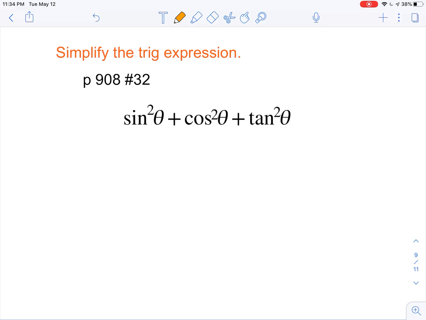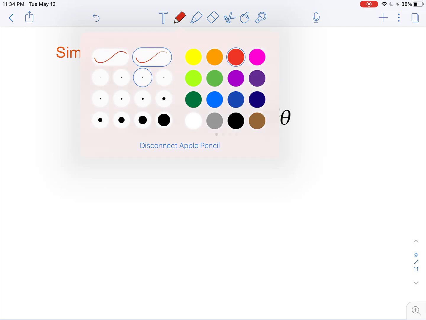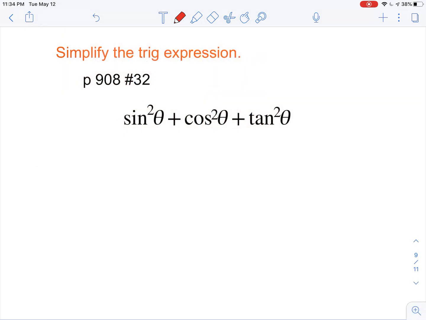Now I'm going to ask that you pause the video and give this last one a try. Use your identities, manipulate the best you can, see what you can do. When you're done, unpause the video.